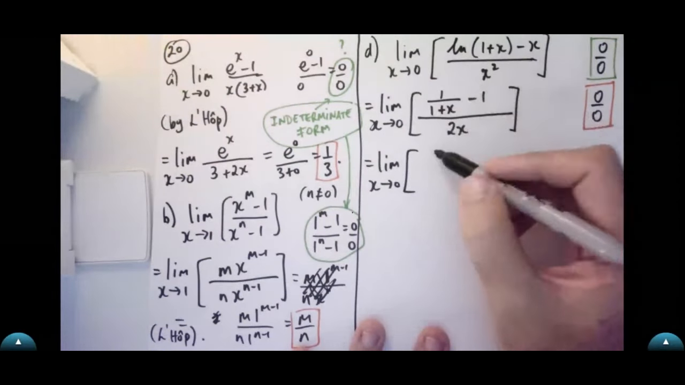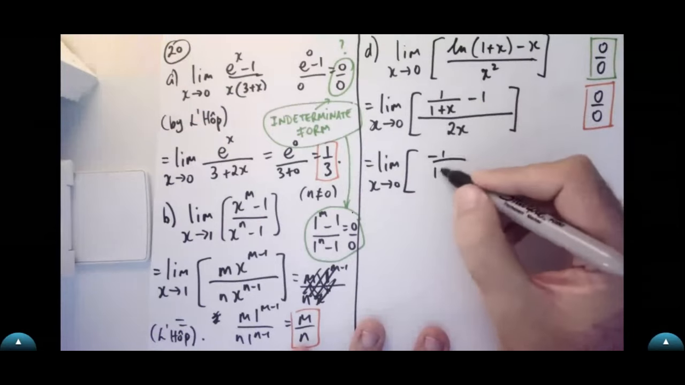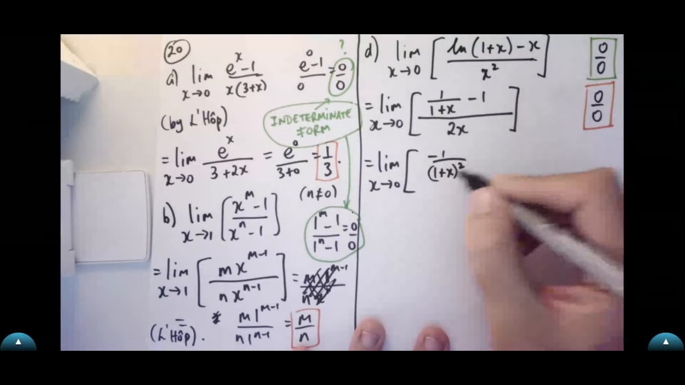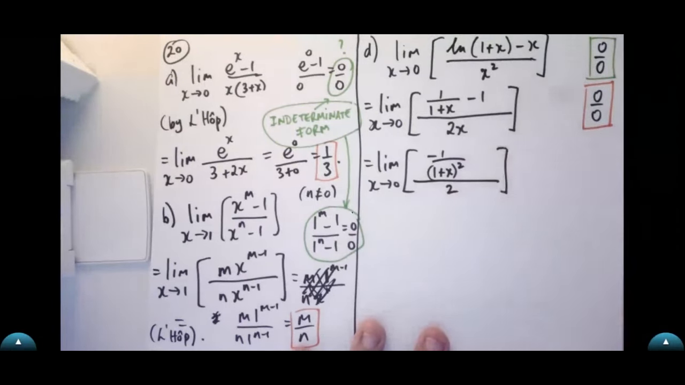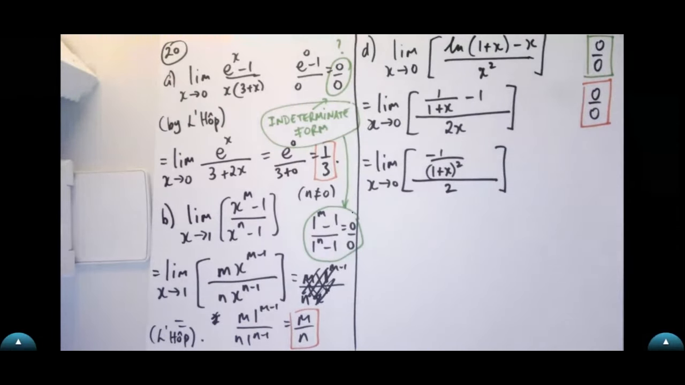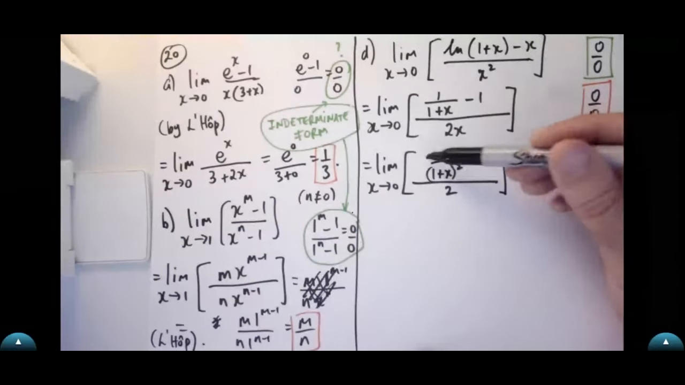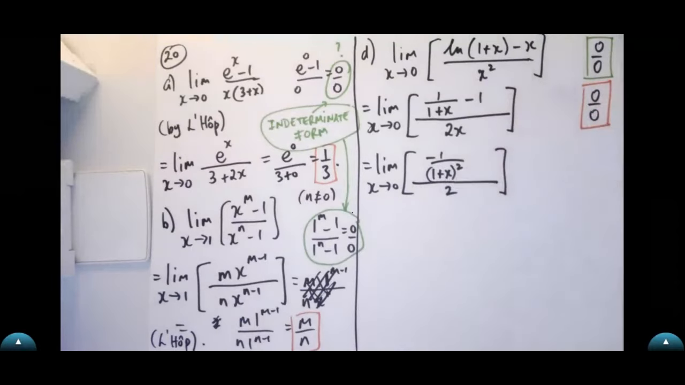Differentiate the top. We're going to get this. Differentiate the bottom. We'll get that. And now, can we take the limit? All right, so that's going to be 0. So I'll get negative 1 on 2. So who can tell me what is the final answer going to be? Yes, Nabil.